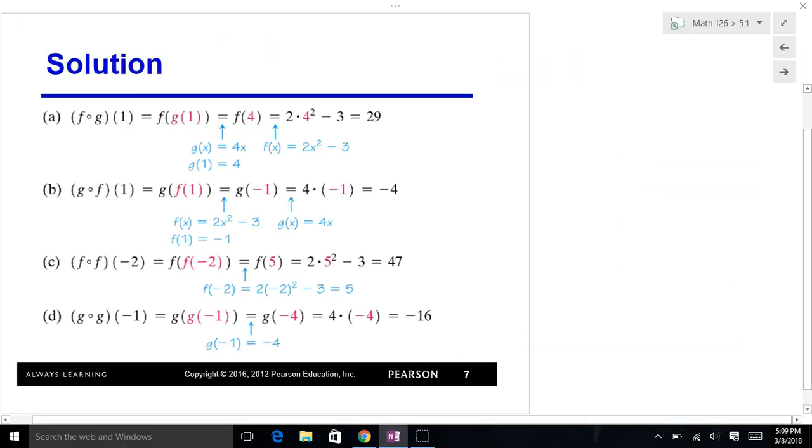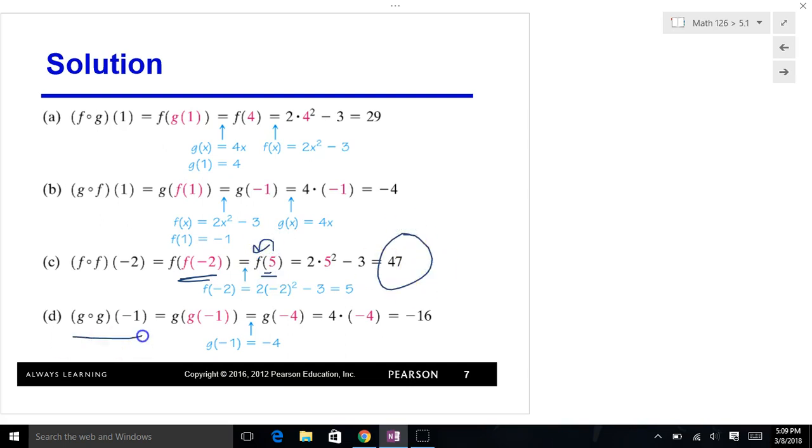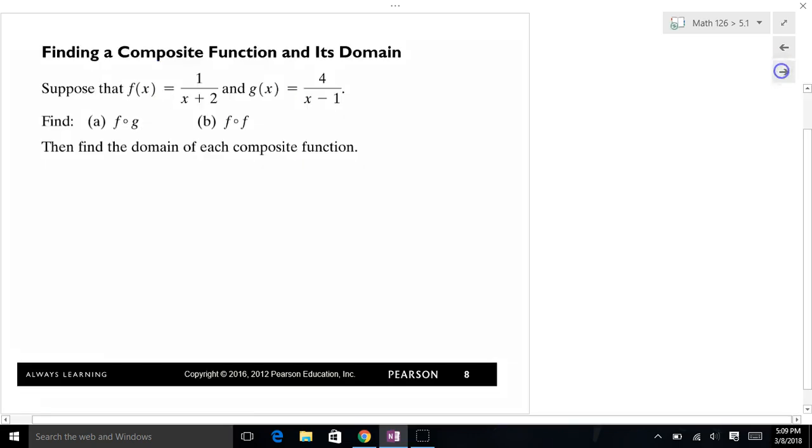Here's the other ones. You know, f of negative 2. You're going to find f of negative 2, which ends up being 5. And you put the 5 into the f, and you end up with 47. g of negative 1: find g of negative 1 first, which spits out a negative 4. Then put the negative 4 back into the g function. So you have 4 times that negative 4, which is negative 16. Okay.